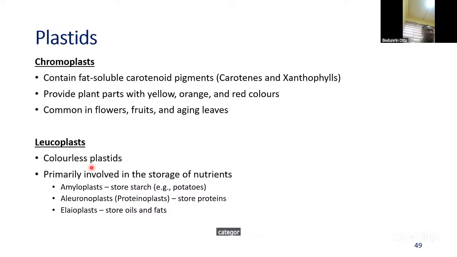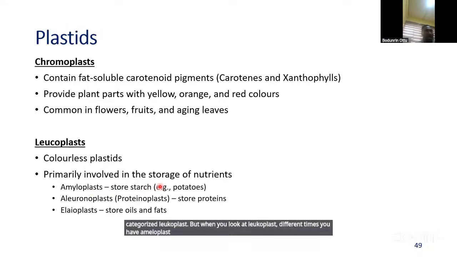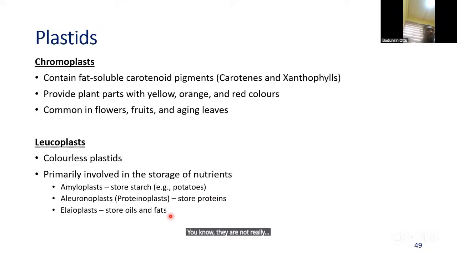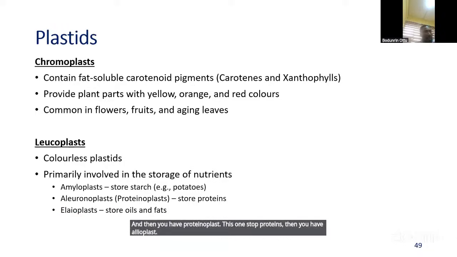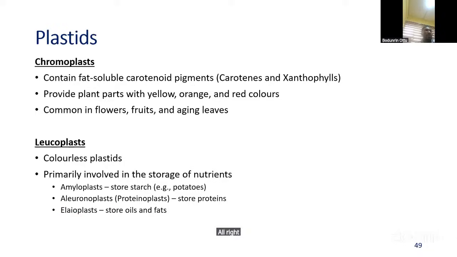categorized as leucoplast. But when you look at leucoplast, different types, you have amyloplast. This one stores starch. So if you look at potatoes, they are not really colored, as it were. So you say they are colorless plastids. And then you have proteinoplast. This one stores proteins. Then you have elioplast. They store oil and fats. All right, so that's the much I wanted to say.